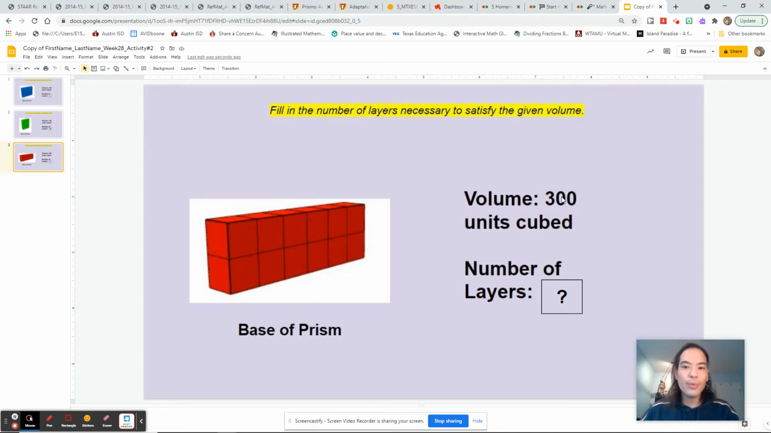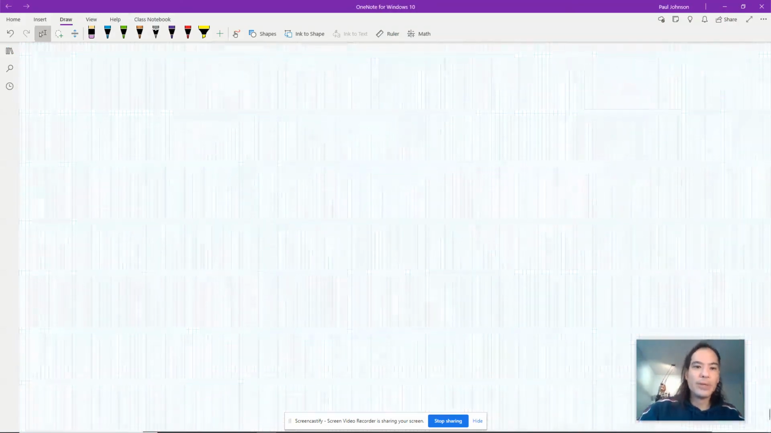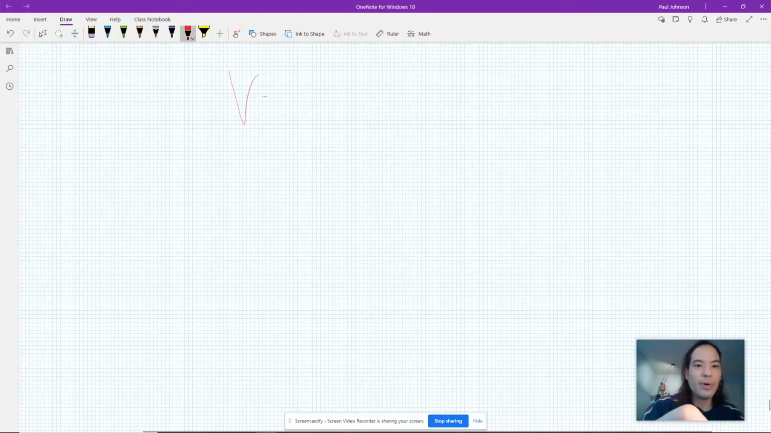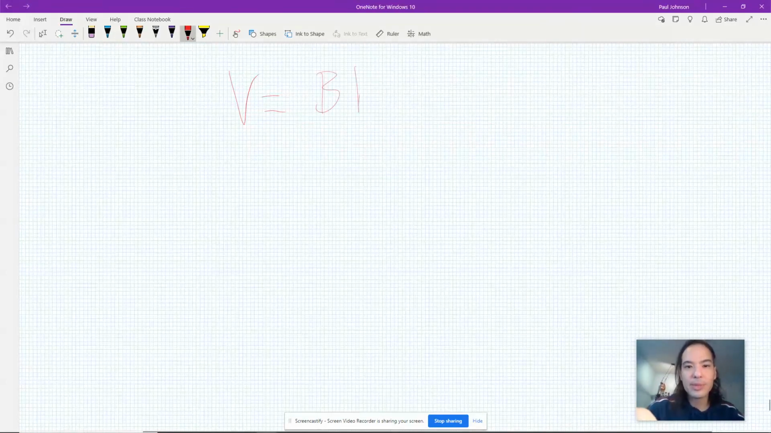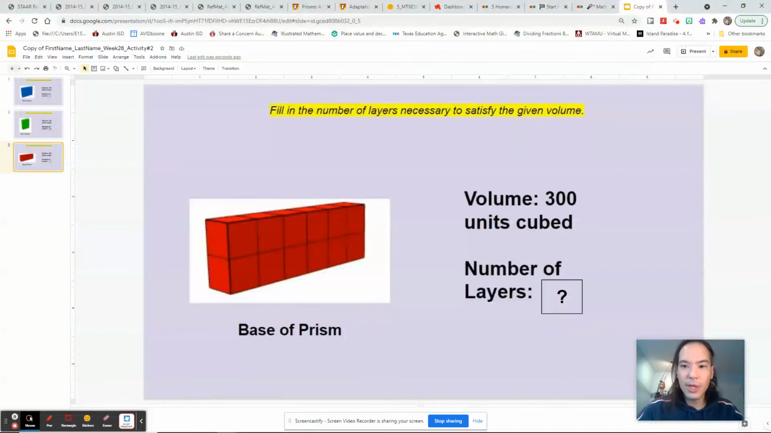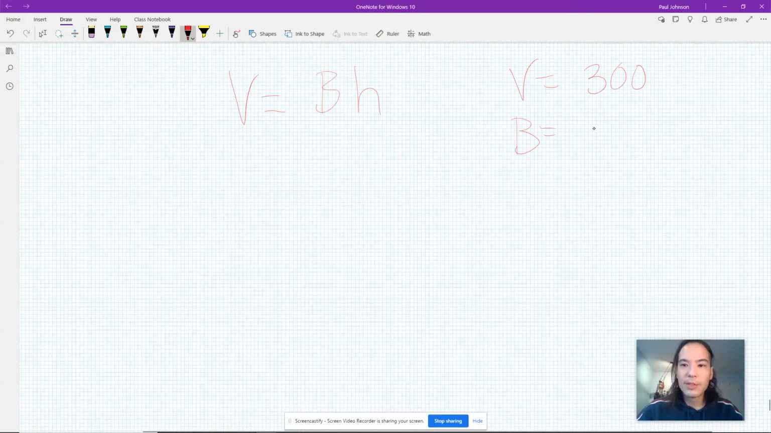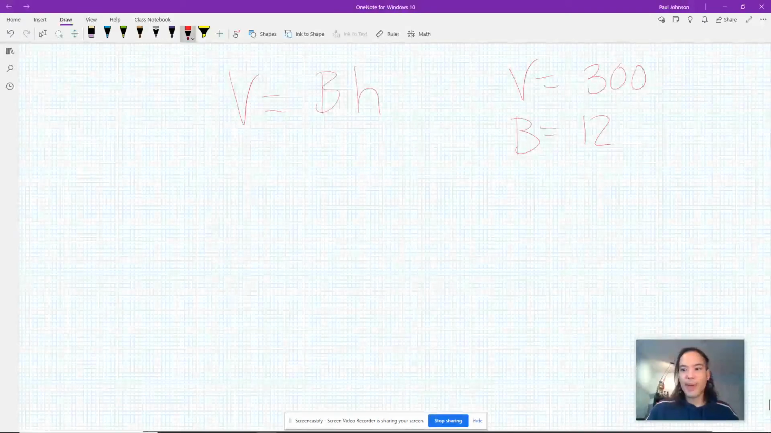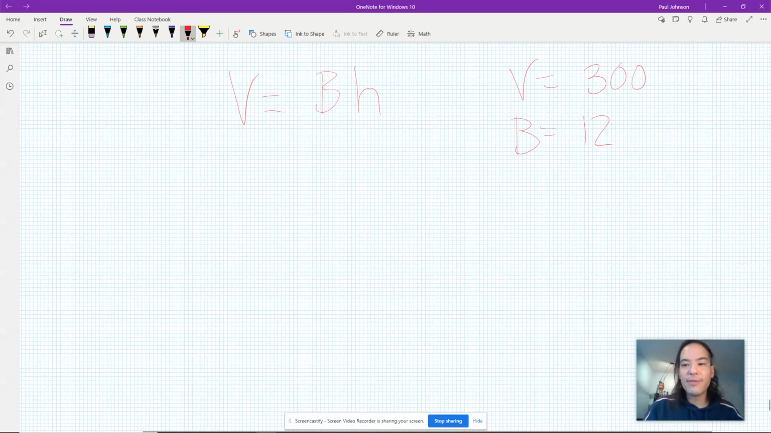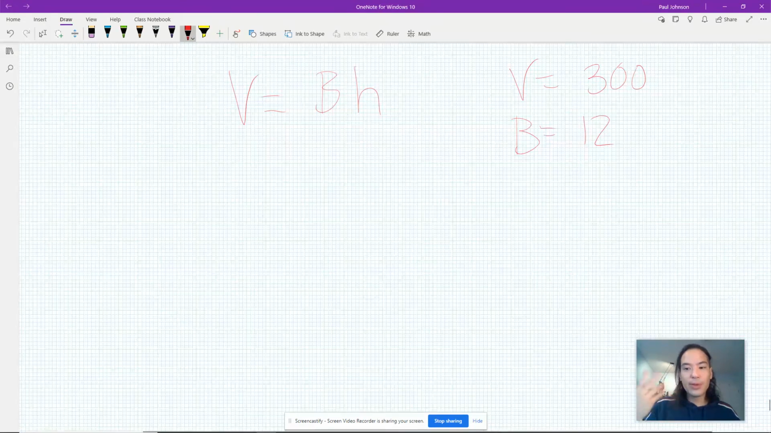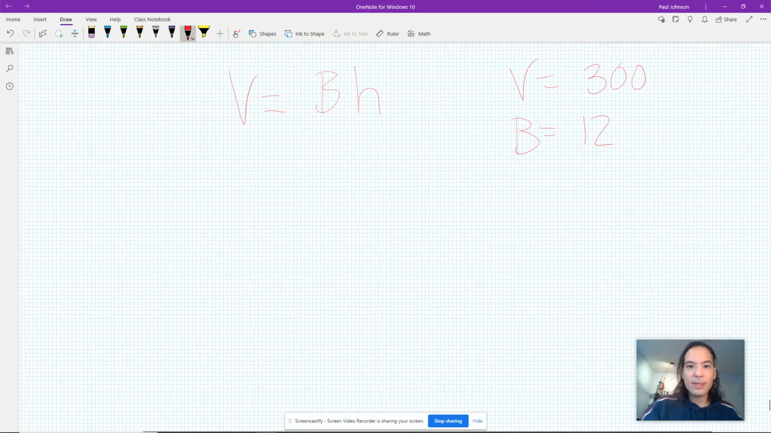Our volume will be 300. So let's use the same formula. Volume equals base times height. They said our volume equaled 300. And as you see, we can work these formulas backwards because formulas work backwards and forwards because they're equations. They have equal signs. So if we have 2 out of the 3 pieces, then we can solve it.